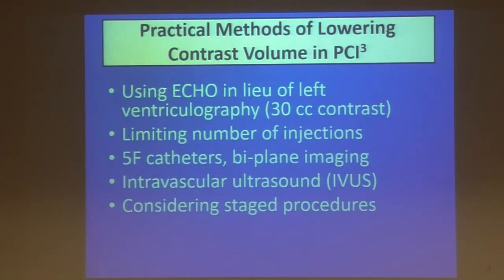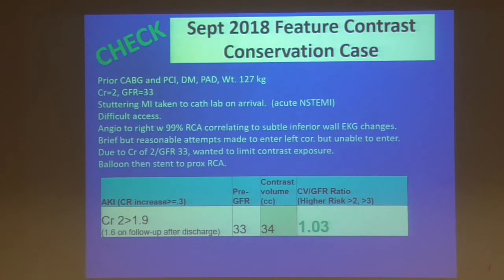These are some recommended practical methods of lowering contrast volume: using echo in lieu of left ventriculography, so that LV gram takes 30 cc's of contrast in a standard procedure; limiting the number of injections; 5 French catheters; biplane imaging; IVUS; and considering staged procedures. So we had some superstar physicians who embraced this and, along with the cath lab team, strategized.